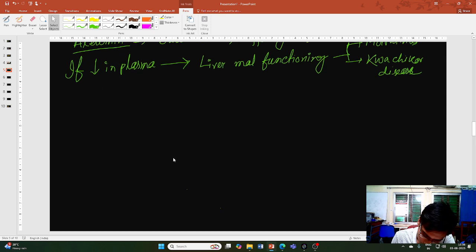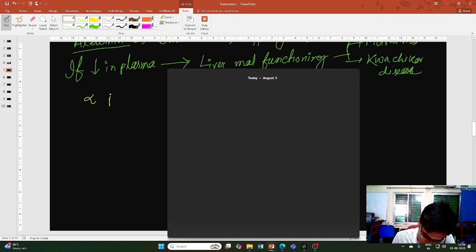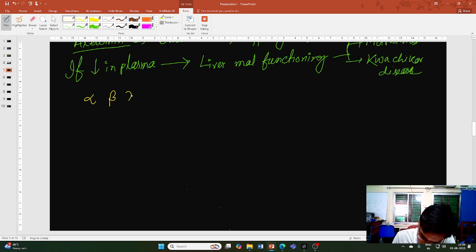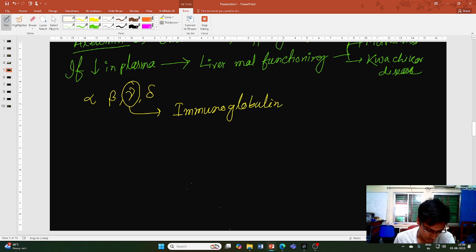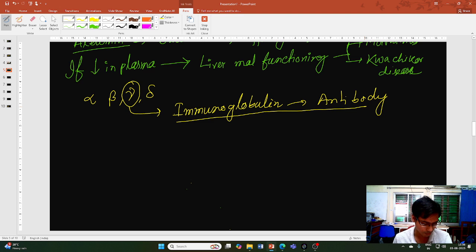Which types of globulin? I'll just write down: alpha, beta, gamma, and delta. These four types of globulin are present in the plasma. Gamma globulin is also known as immunoglobulin, IgG. It acts as an antibody, and the gamma globulin is produced in the B cell.